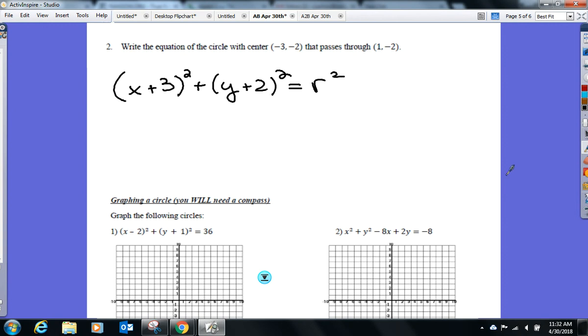Here's the center. Here's a point on the circle. What happens if I connect those two? If I connect this center with this point on the circle, I end up with the radius length, right? So what can I do with those two points? Find the distance between those points.